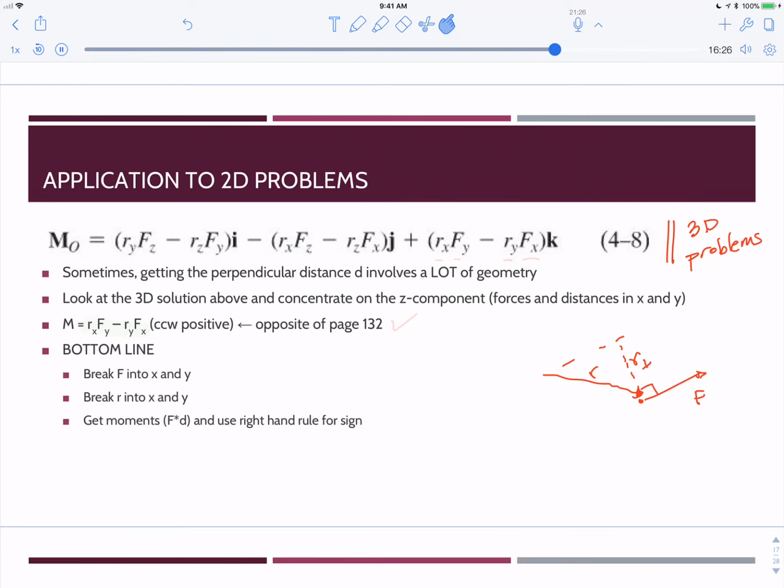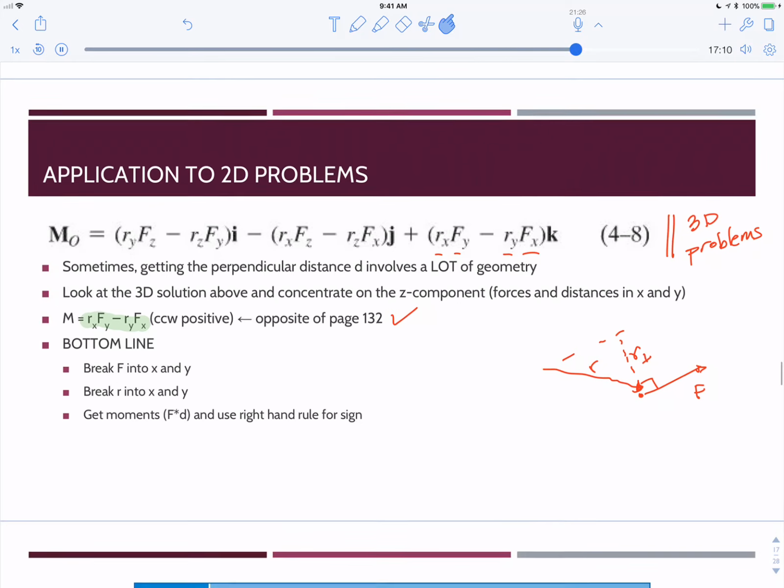What you can do is look at just the X and Y terms right here, so RX, FY, RY, FX, and you get this. The moment is RX times FY minus RY times FX, counterclockwise positive. It might be easier than doing the geometry. So what I do often is I'll just break the R into the X and Y components, break the F into X and Y components, and then just do this calculation. You break them into the components, get the moments, force times distance, and make sure you use the right-hand rule to get plus or minus, counterclockwise plus, clockwise negative.